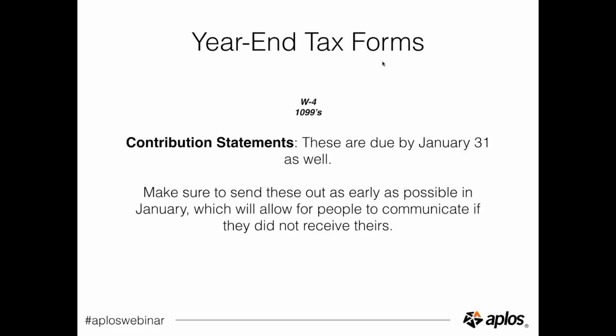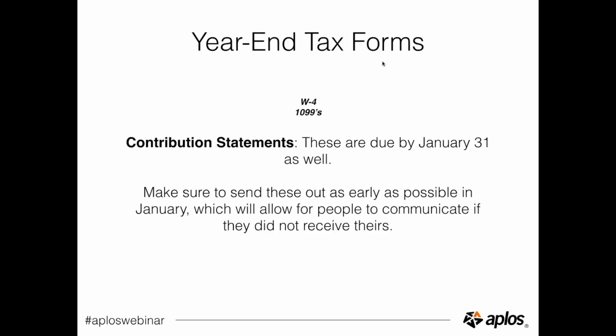And then contribution statements. Again, just a reminder that these are due by January 31st as well. So make sure to send those out as early as possible in January, just so that you're done. We inevitably get a number of people that, for whatever reason, whether it's scheduling or backlog, get to January 28th and they're having to enter a full 12 months' worth of donations and get those things out. So you want to be done as quickly as possible, not only for your own mental health, but also it allows you some margin for error and correction if need be.